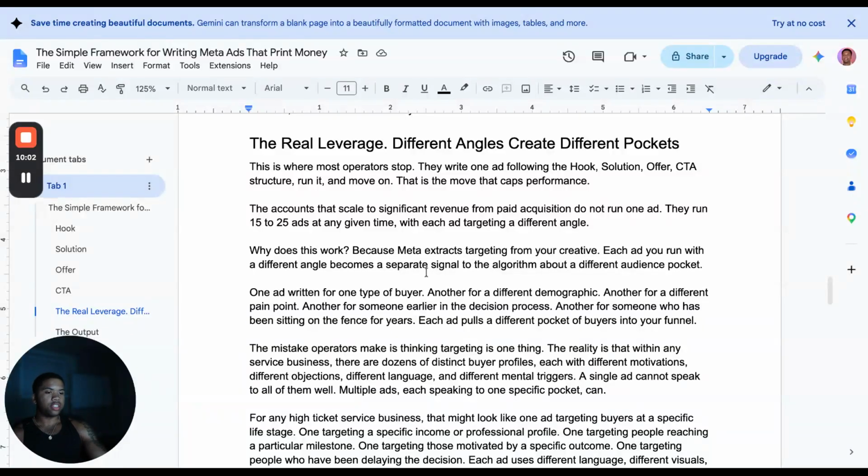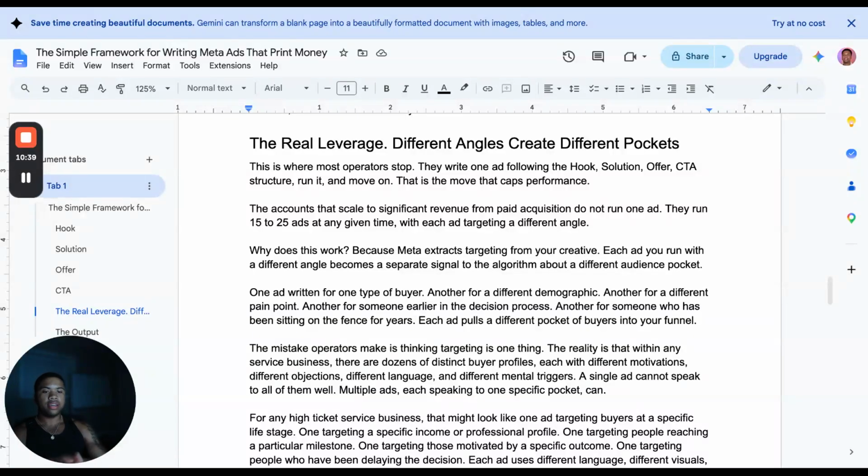The reason this works is because Meta's algorithm is extracting the targeting from your ad creative. Everyone knows now that your creative does the targeting. And so each ad that you're running with a different angle is a separate signal to the algorithm about a different audience pocket that you want to hit. Basically, each creative is for a specific type of buyer. And again, with your business, you should know all of the specific types of buyers that you typically have come through your funnel. Some of it might be demographic based.